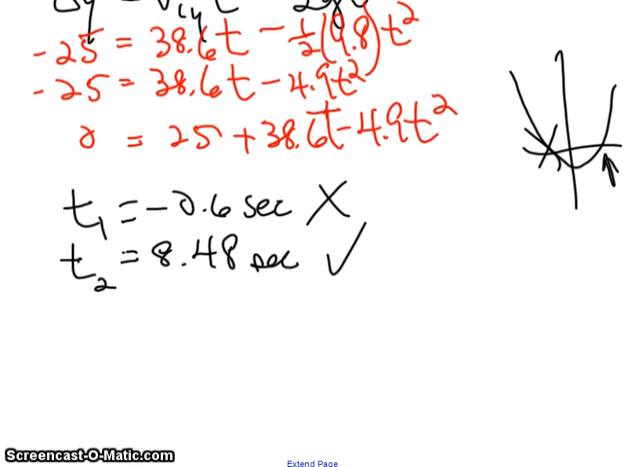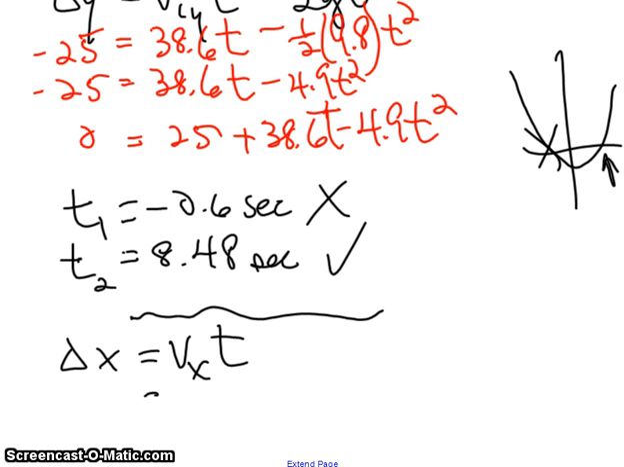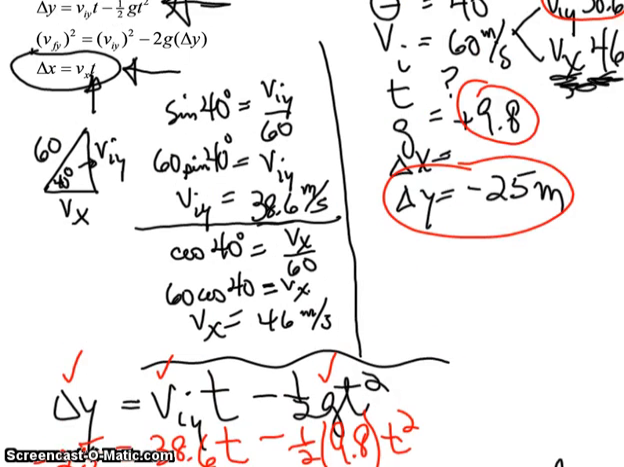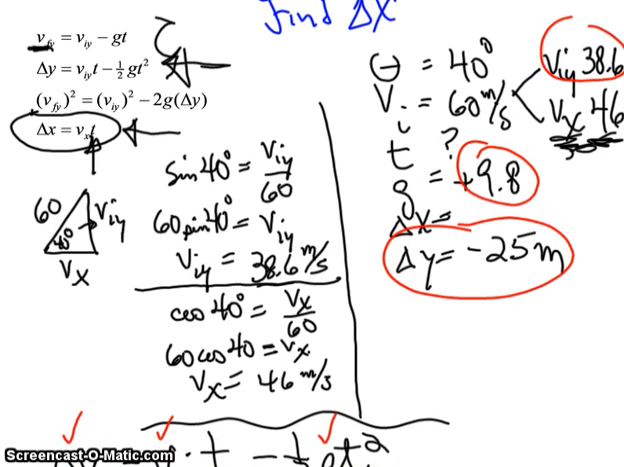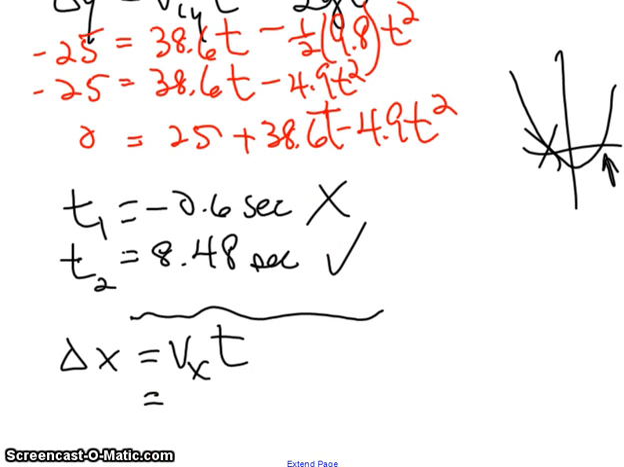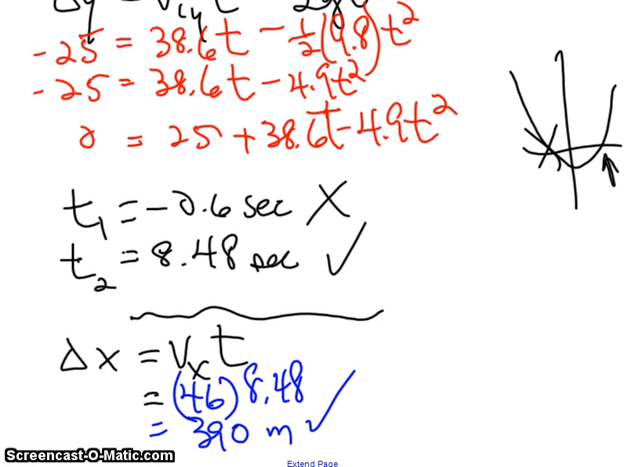And finally, now that we know that, we can solve for delta x equals vx t, which now is, let's see what delta x was. Vx was 46. So we'll scroll back down. We get 46 times 8.48. And so 46 times 8.48 gives me 390 meters. And that's how we do that type of problem.